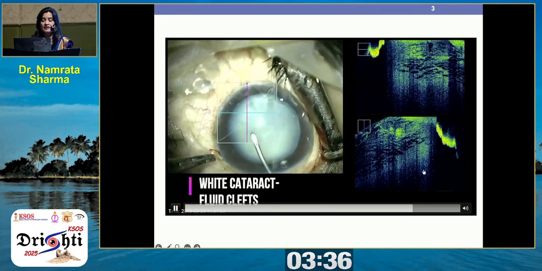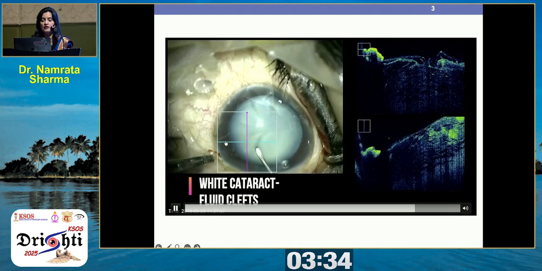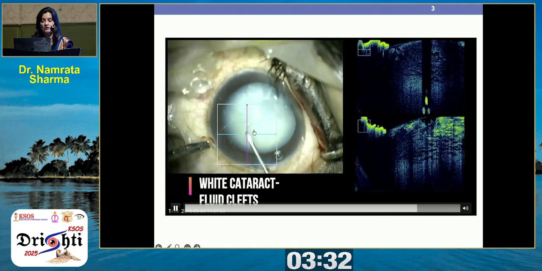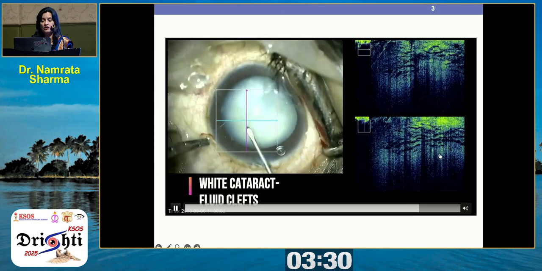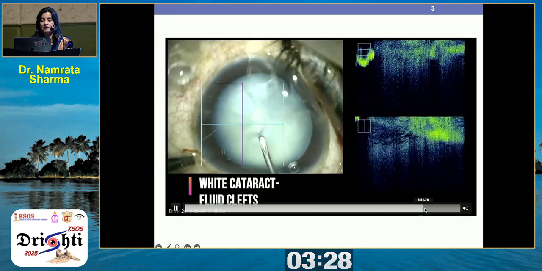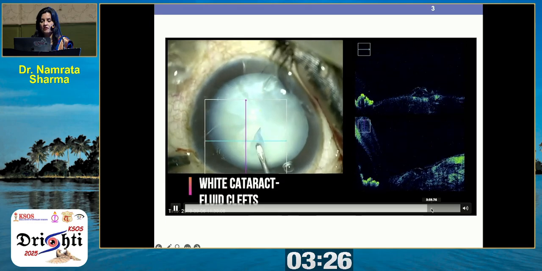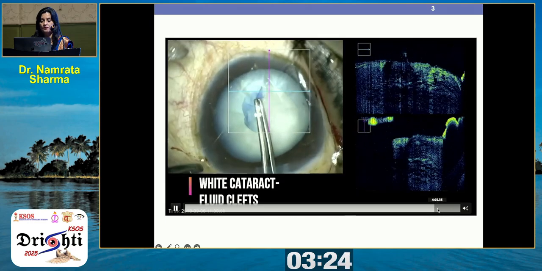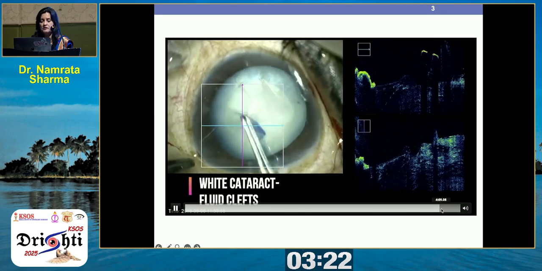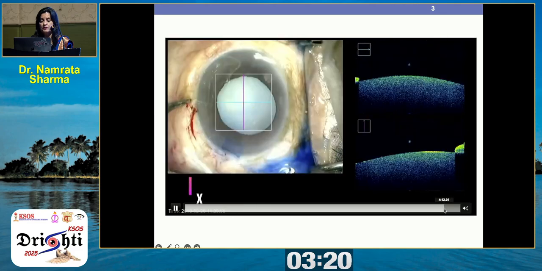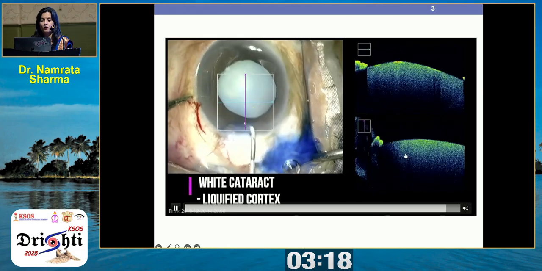Now if it is a white cataract and you see these black areas, you can be sure that once you give a nick, the fluid will not come out, because the intralenticular pressure is not that high, and one can complete one's capsulorhexis without fluid coming out. When you don't have these black areas, it means the intralenticular pressure is really high, like this, no black area.